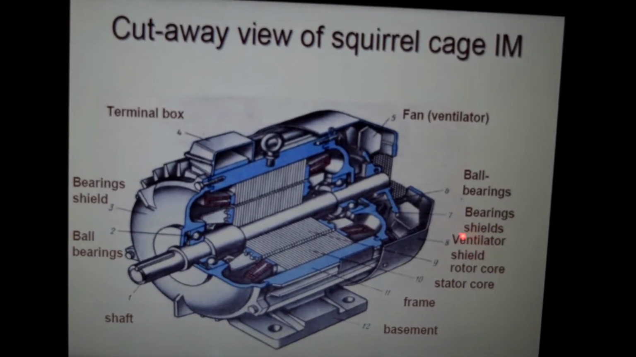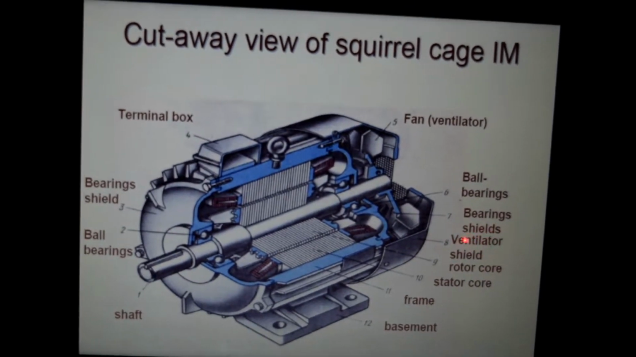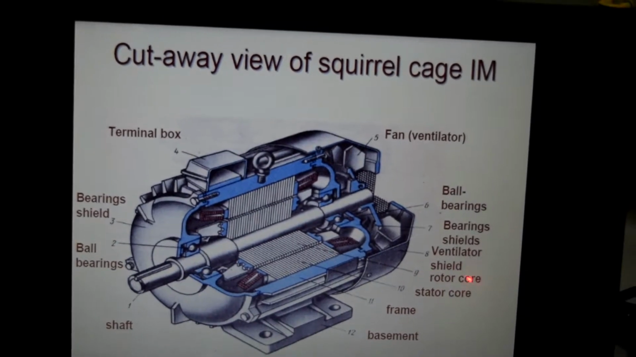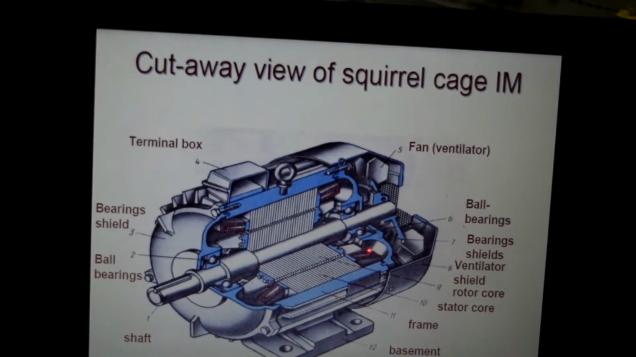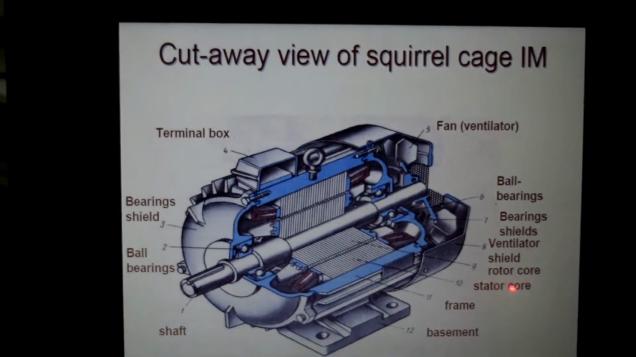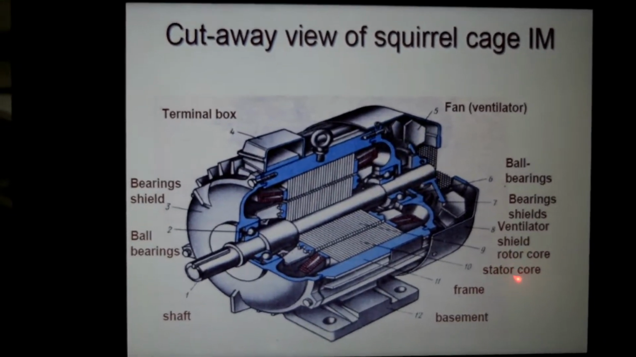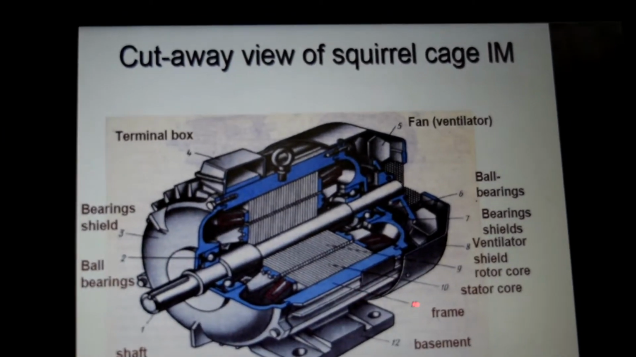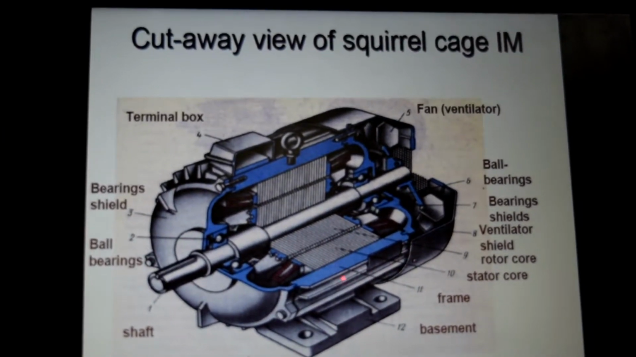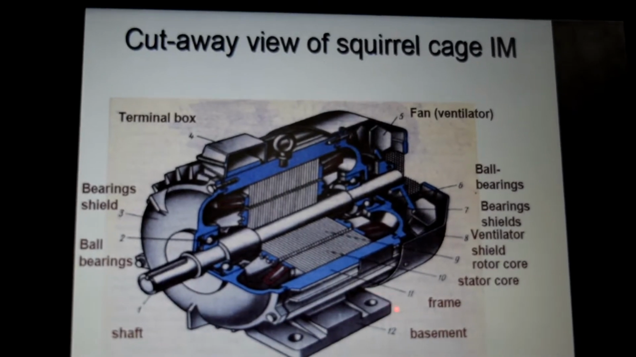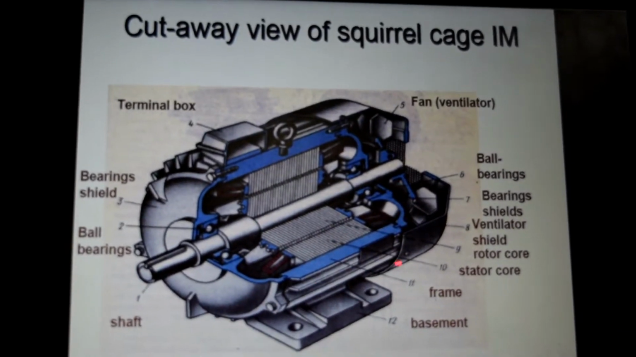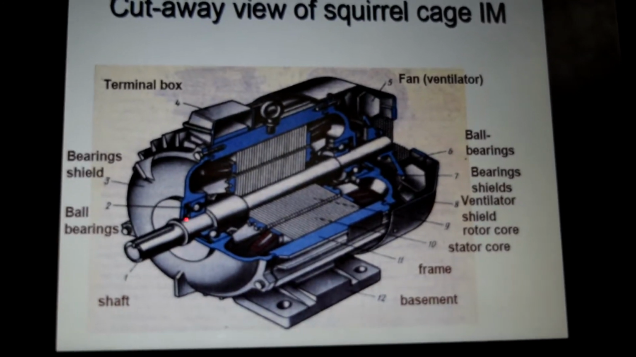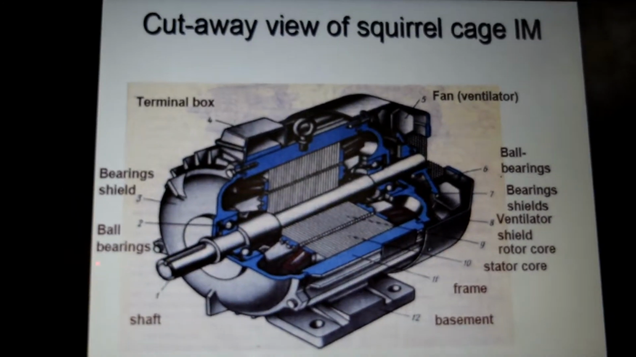And we have a ventilation shield, which is used to protect the ventilator from damage. And here we have a rotor core, which is used for electromechanical energy conversion. And here we have a stator core, which is used for producing the main pole. And here we have a frame, which is used for mechanical protection, and a basement used for attaching the motor to other mechanical devices. Here we have a shaft, which is used to rotate the rotor conductor inside the machine.